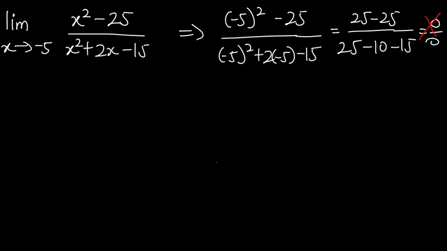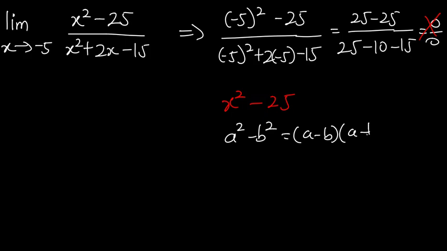Okay, so let's look at the numerator. We have x squared minus 25. Okay, so let's look at how you're going to factorize this. So let's look at something here. If you have an expression of this form, a squared minus b squared, you can write it as a minus b multiplying a plus b. Okay, so that's what you're going to apply here. Okay, so let's take note of this.